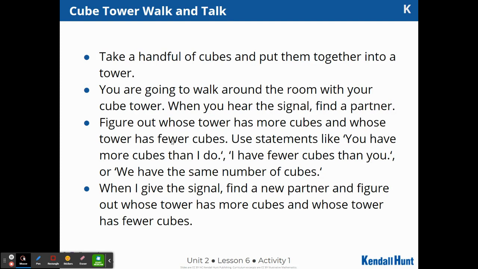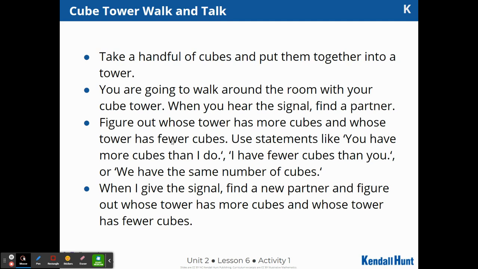And then each kid is going to take a handful of cubes and put them together in a tower. They didn't say 2 handfuls, 3 handfuls, just 1 handful. So allow each kid to grab out of the box a handful of cubes, and then they're going to put them together. And then they're going to walk around the room with their cube tower. And when you make the signal, they're going to find a partner. So this is going to be like a mixed pair share.